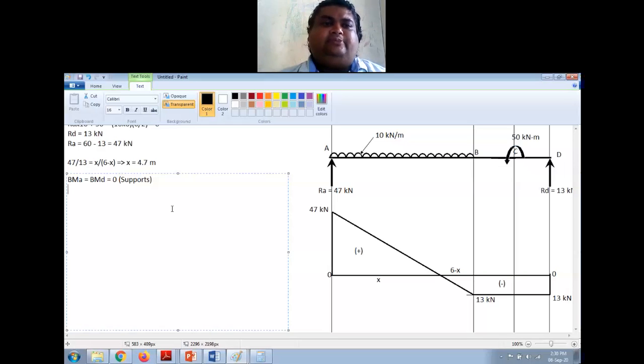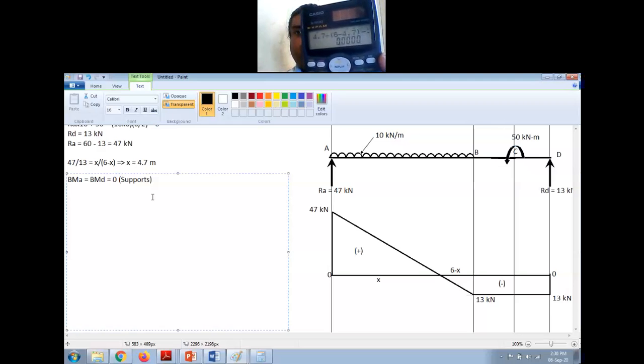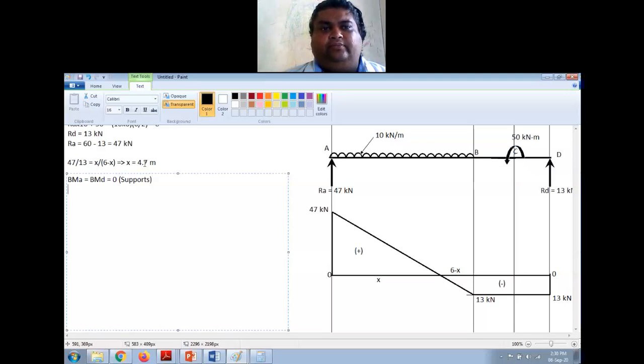Okay, it should satisfy this expression. 47 by 13 should be equal to x by 6 minus x. Now I have got 4.7 divided by 6 minus 4.7, which is 3.6154, and if you do 47 by 13, you will get the same, right? If you subtract that, you will get a 0. So you have to cross check. You always cross check by substituting in the expression.